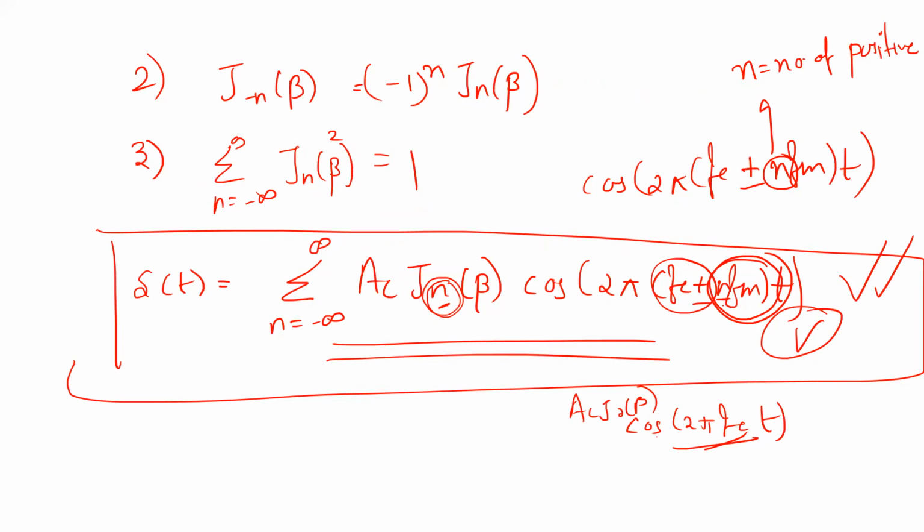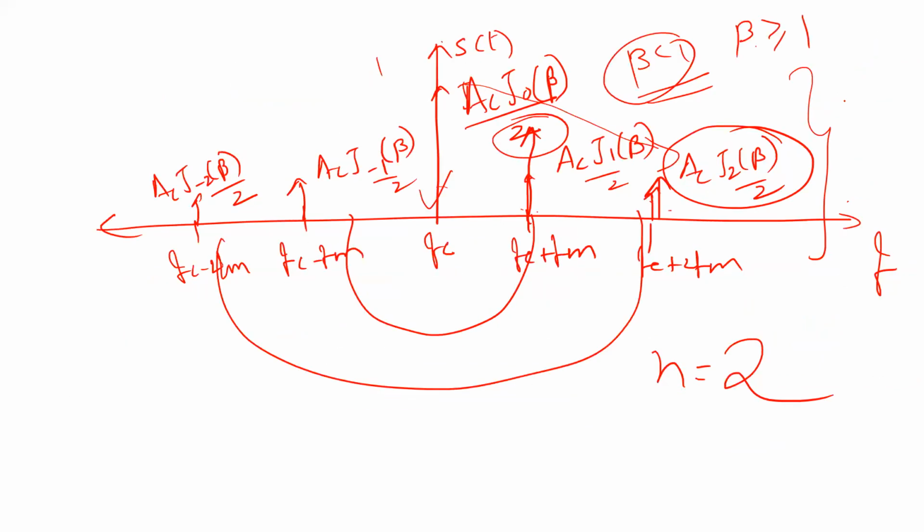Then we have the mathematical expression for the modulated signal of a wide band FM as summation from minus infinity to infinity of AC Jn beta cos 2 pi (fc plus or minus n fm) t, where n indicates the number of positive side bands. Very important. Then we had this diagram which we drew.